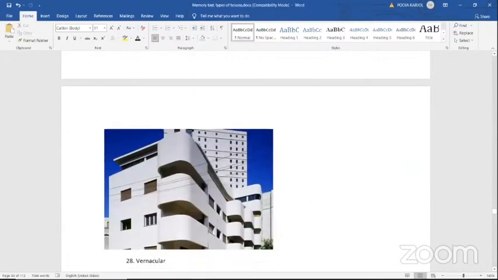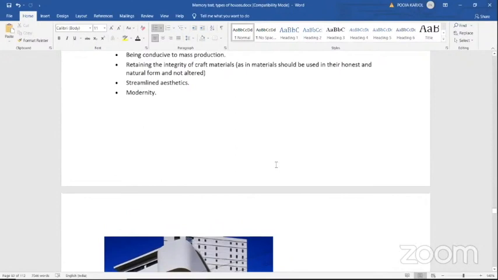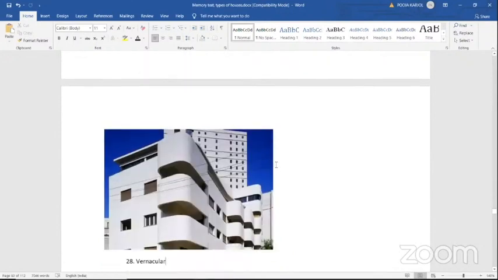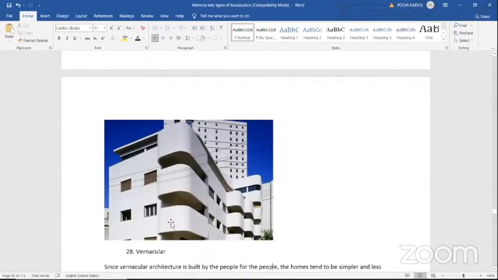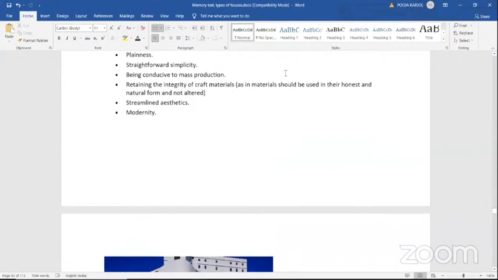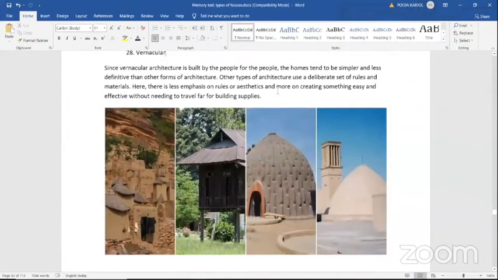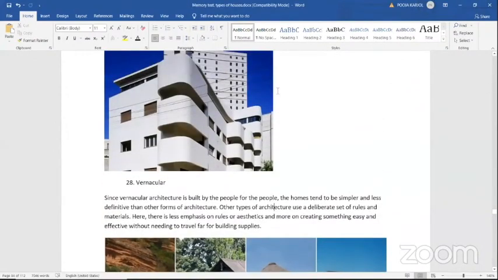This is an example of the Bauhaus architectural style. Simplicity, sleek lines, not very complicated. Modernity, obviously. Conducive to mass production, there are many flats here, many houses here. Retaining the integrity of craft materials depends on the material used in the construction. Next, vernacular architecture style.